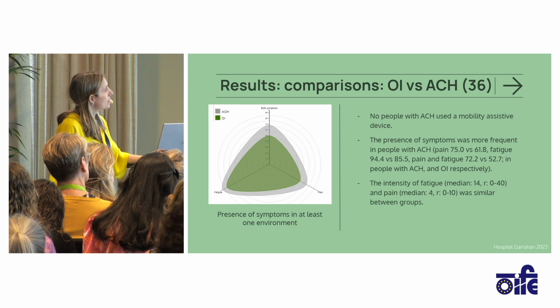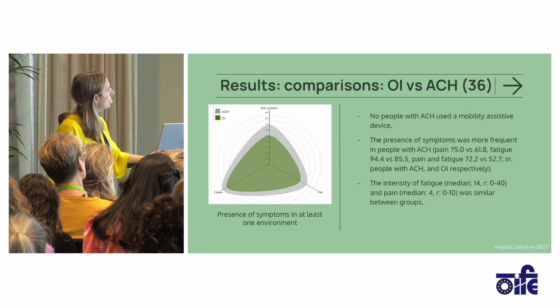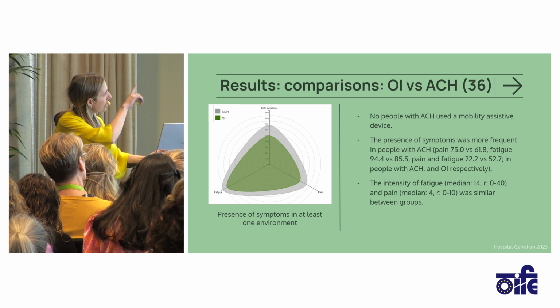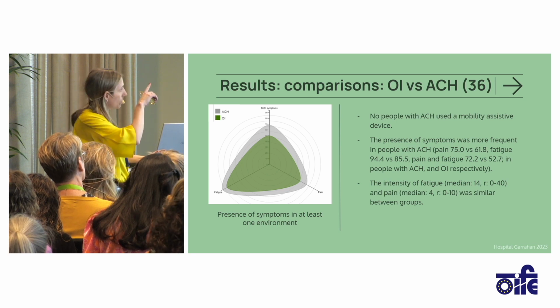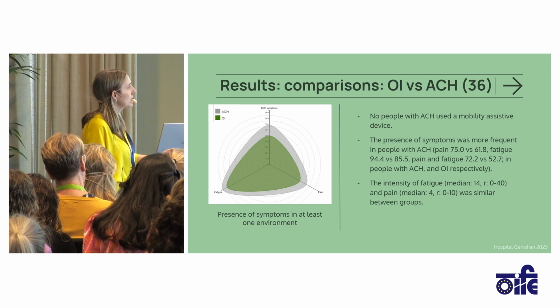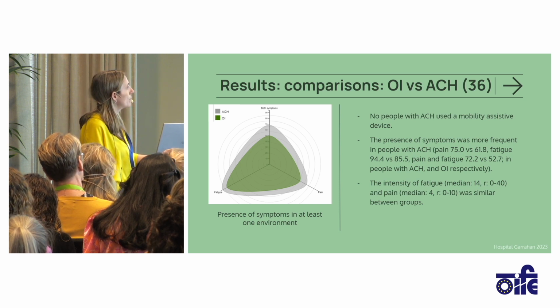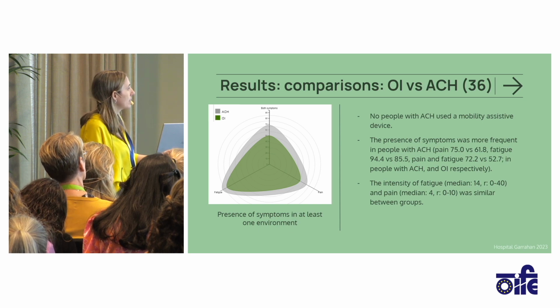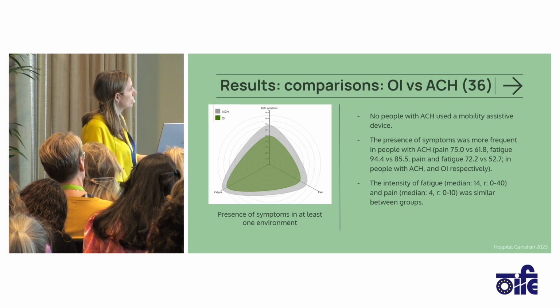So the presence of symptoms, you can see, was more frequent. Here you can see in gray is achondroplasia and in green is OI. So you can see that the presence of symptoms was more frequent in people with achondroplasia compared to OI. The intensity of the fatigue and the pain was similar across both conditions.